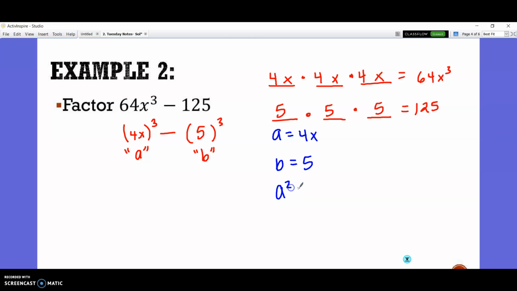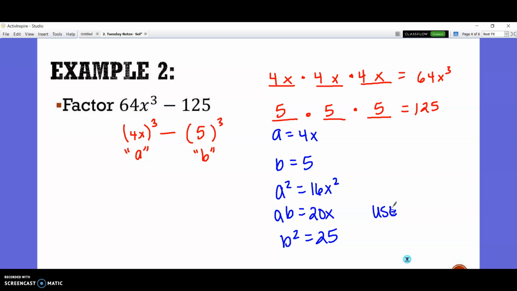Then we need a squared, ab, and b squared. So if a is 4x, then a squared would be 4x times 4x, 16x squared. ab would be 4x times 5, so that's 20x. And b squared is 5 times 5, which is 25.